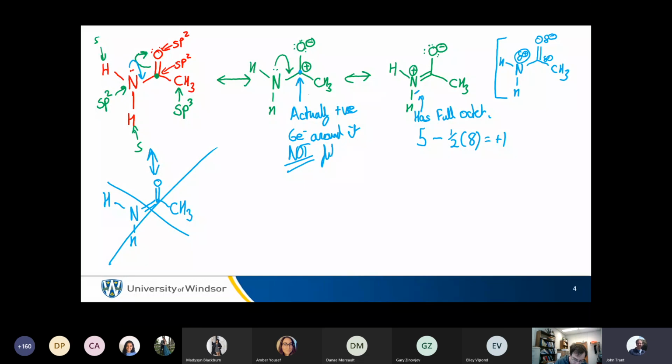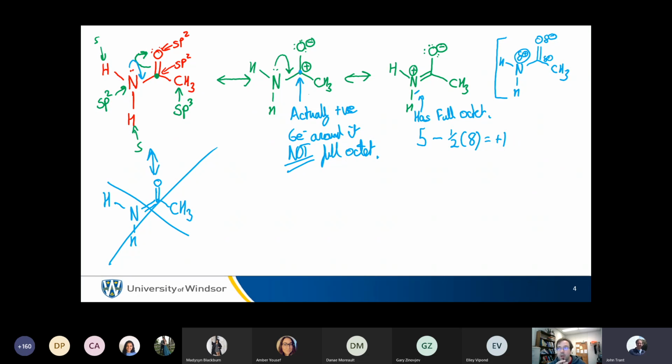Does not have its full octet. For a second row element, not having your full octet is a disaster. It's really, really, really bad. That's a really unhappy carbon. It desperately wants electrons. The nitrogen's thinking, well, I prefer not to share, but really I've got everything I need. The carbon is like sharing a house or apartment, and the carbon's homeless. It's missing electrons. It needs its electrons.